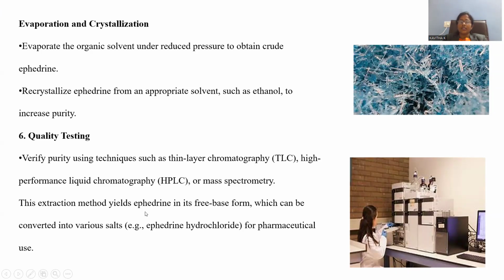This extraction method gives ephedrine in the free base form, which can be converted into various salts. You may prepare them. Ephedrine hydrochloride is the commercially available trade compound. Ephedrine hydrochloride is a stable compound we find in pharmaceutical usage, for stimulation and for the treatment of asthma. So in these conditions, ephedrine hydrochloride is the trade name available for pharmaceutical applications.